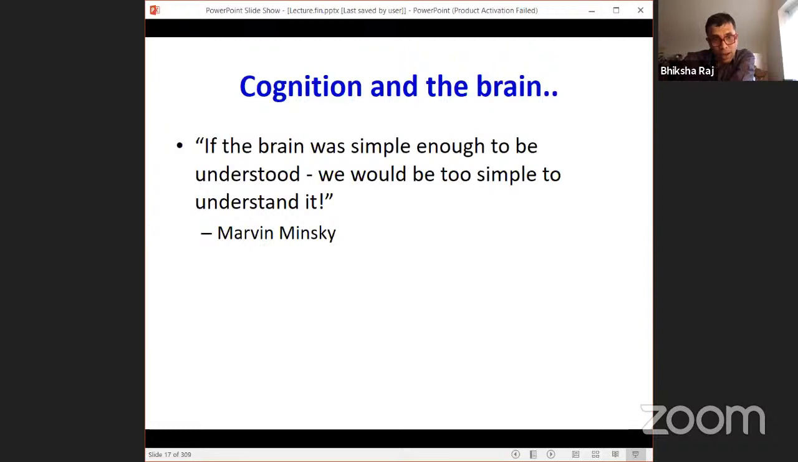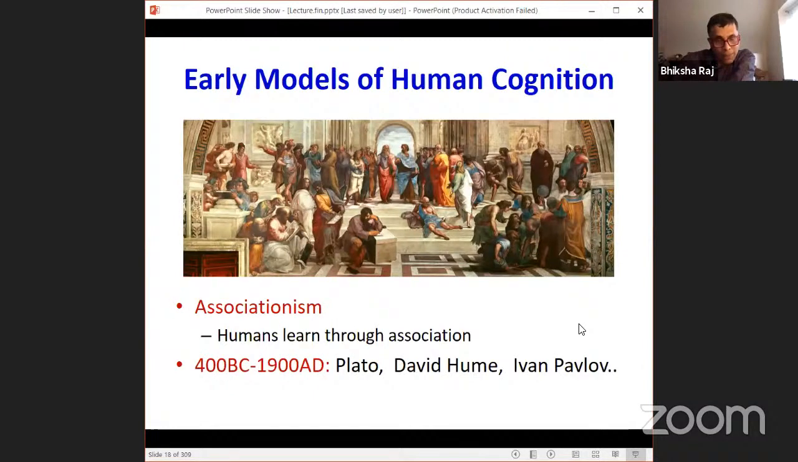So this is a direct quote from Marvin Minsky. This is extremely complicated. Cognition is possibly never ever going to be fully understood, but that doesn't mean we don't try. So people have been worrying about how does cognition work? How do humans operate for thousands of years?